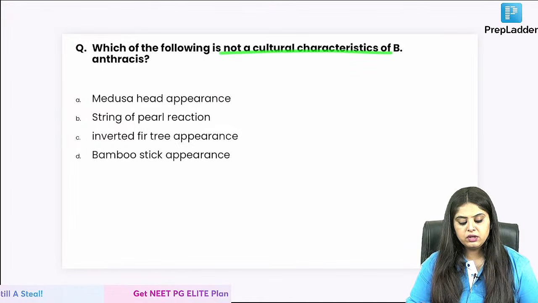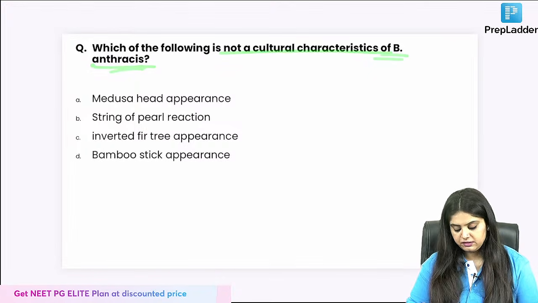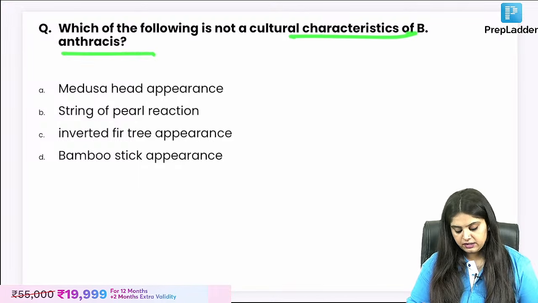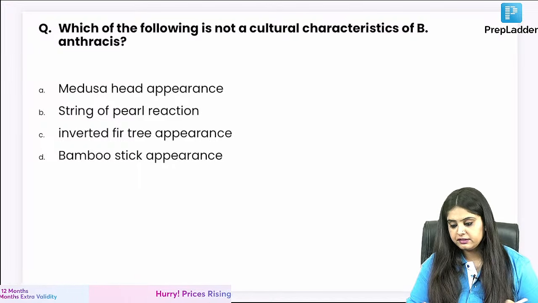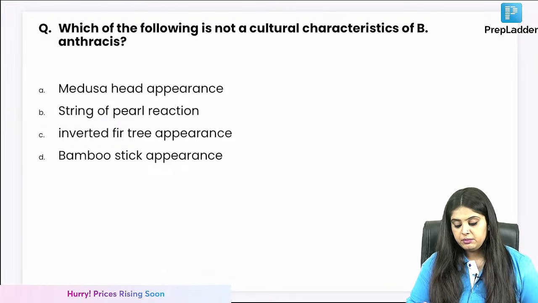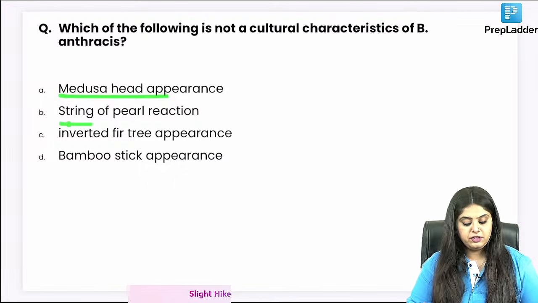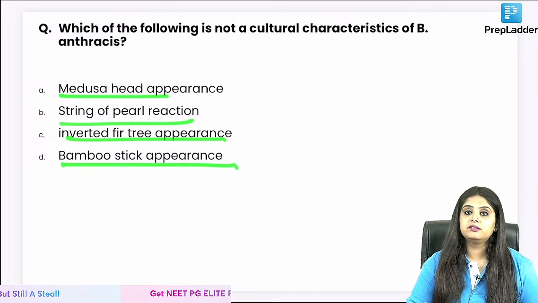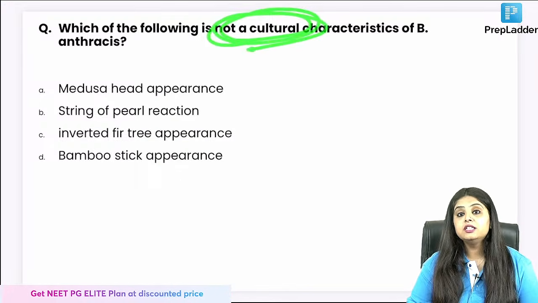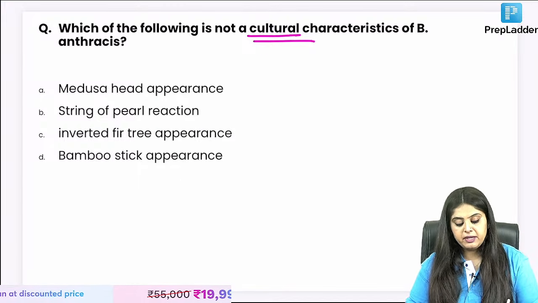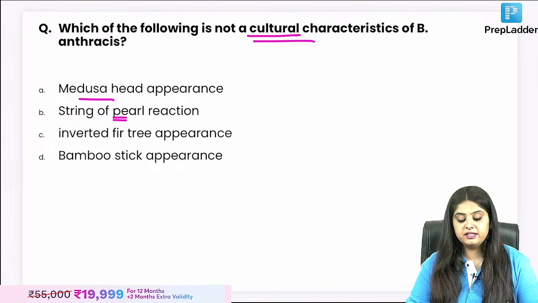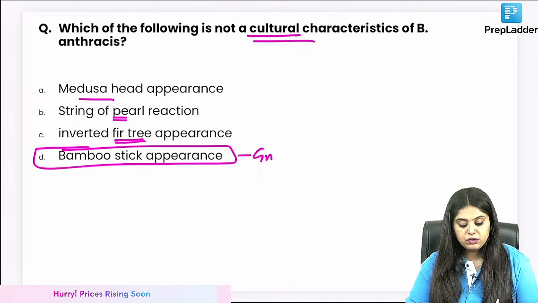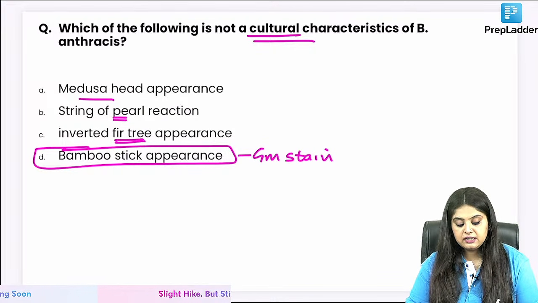Which of the following is not a cultural characteristic of Bacillus anthracis? जल्दी से tell me. Yes, not a cultural characteristic of Bacillus anthracis is what? ABCD, quick. मैम मेडूसा हेड होता है, स्ट्रिंग ऑफ पर्ल्स होता है, इन्वर्टेड फर ट्री होता है, और बैम्बू स्टिक भी होता है. सब कुछ होता है, but not a cultural characteristic. कल्चर पे मेडूसा हेड, स्ट्रिंग ऑफ पर्ल्स, पेनिसिलिन आगार, इन्वर्टेड फर ट्री, जेलेटिन आगार. Bamboo stick appearance is not on a culture. It is a gram stain technique that we are going to have.